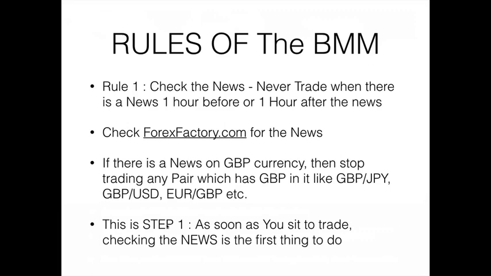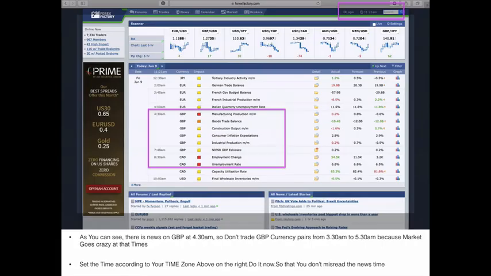So this is like the first step. As soon as you sit to trade, the number one thing you do as a trader is check the news. This is the first thing you'll have to do. Okay, now this is forexfactory.com. You just go to forexfactory.com and select the time as per your country. Just set the time as per your country. So let's say you're living in the United States of America. Just set up the time as per your country.